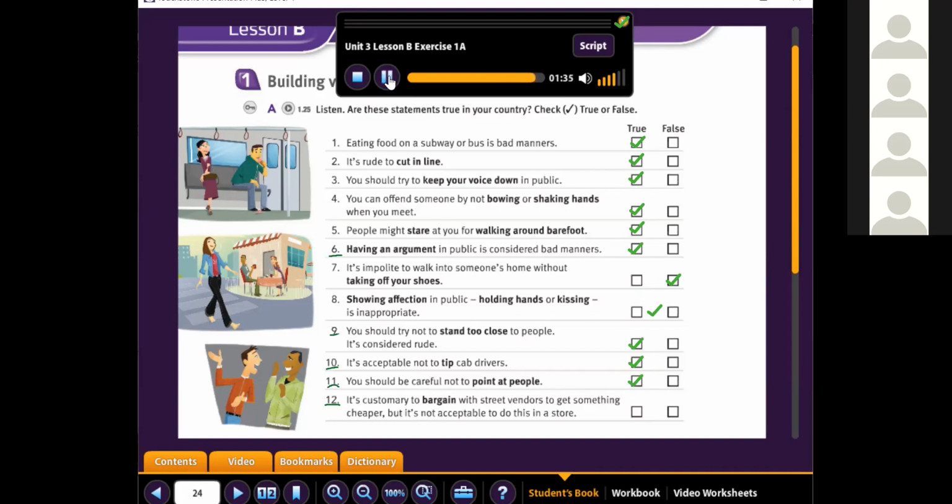Number 12, it's customary to bargain with street vendors to get something cheaper, but it's not acceptable to do this in a store. Okay. Is it true or false? True. Yes, okay, yeah, I think so.